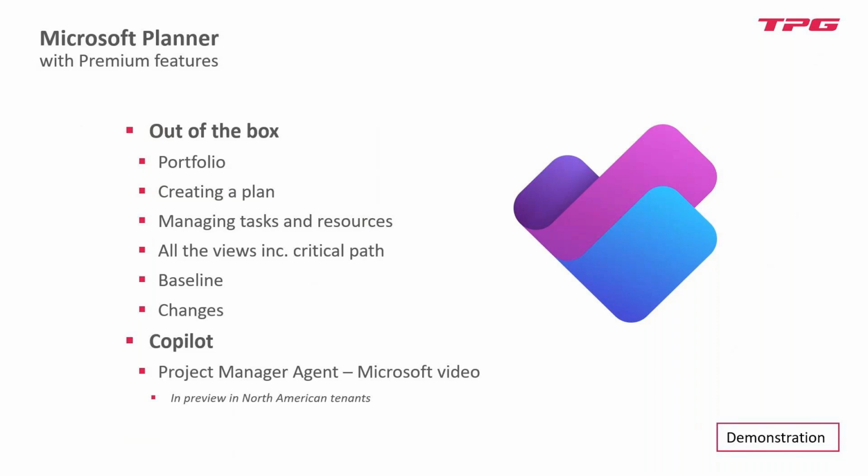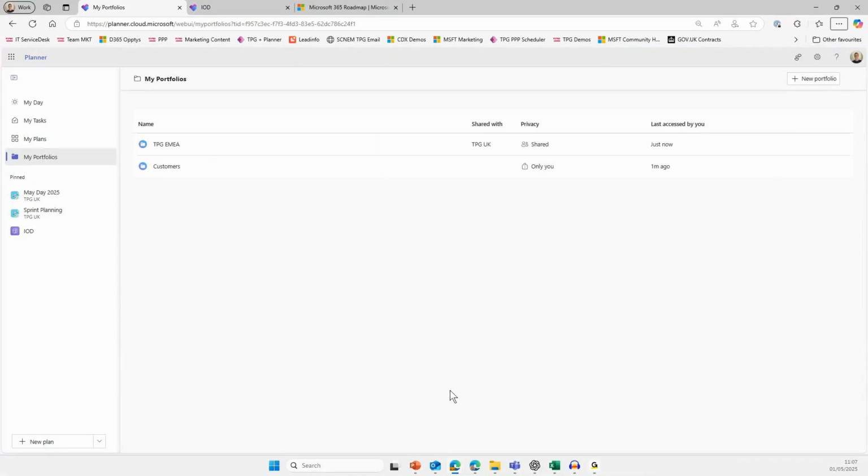So let me just check in here and go to the right screen. All right, so here we go. I'm going to swap between a couple of screens today. I'm looking at Planner. I've got Planner Plan 3 here, just so you're aware of that. And I'm in the My Portfolios view of this.